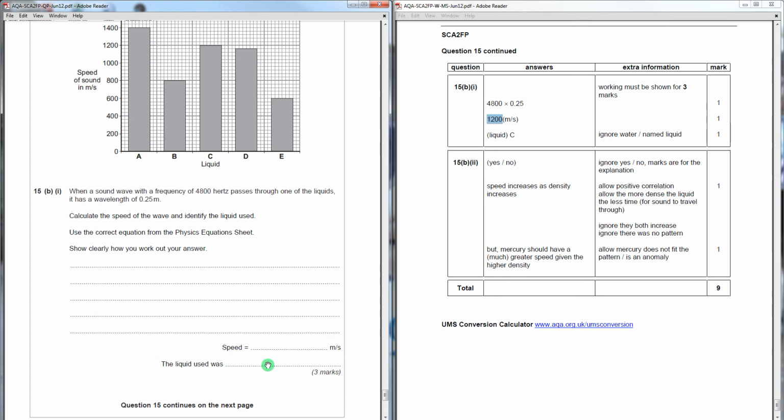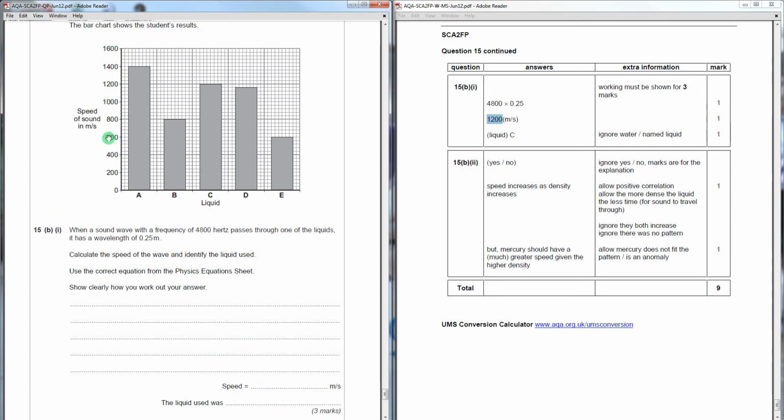And then all you need for the third mark is to find 1200 on the diagram. So we go up and look at this graph here and see speed of sound 1200, read across until we get to liquid C, which has to be the answer. So make sure you're using the diagram. Some answers put a specific liquid down as if you were supposed to remember what the speed of sound was in particular liquids. There's no way they're going to get you to remember that. Nowhere does it say you have to learn it. So this is all about using the information you're given sensibly.